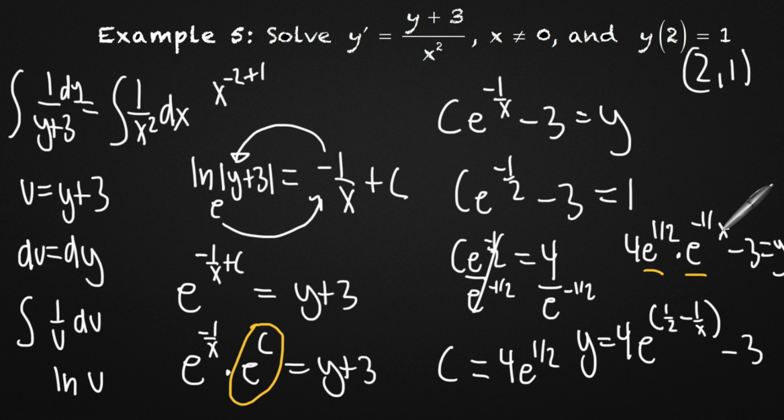Now let's see if our initial condition holds true. When x is 2, y must be 1. Well, if I plug in 2 for x, I'm going to have 1/2 minus 1/2, which is 0. E to the 0 is 1, times 4 is 4 minus 3 is 1.